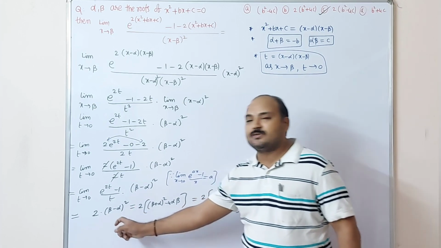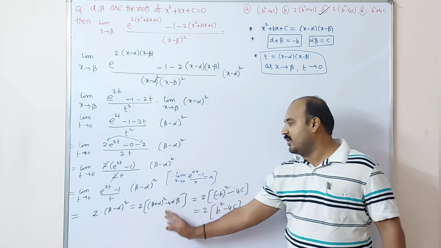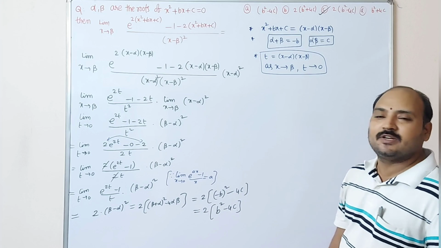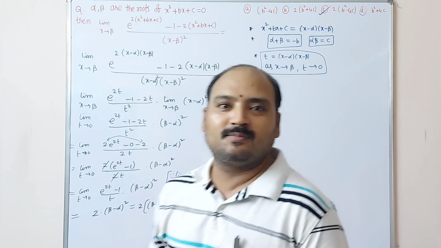After knowing this formula, (x − α)² = (x + y)² − 4xy, we can apply it and get the answer, dear students. We'll move to the next one.